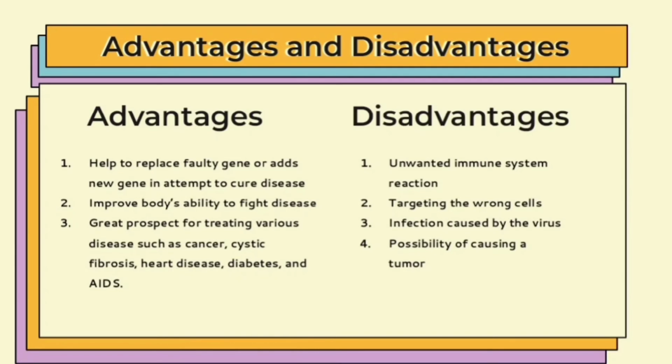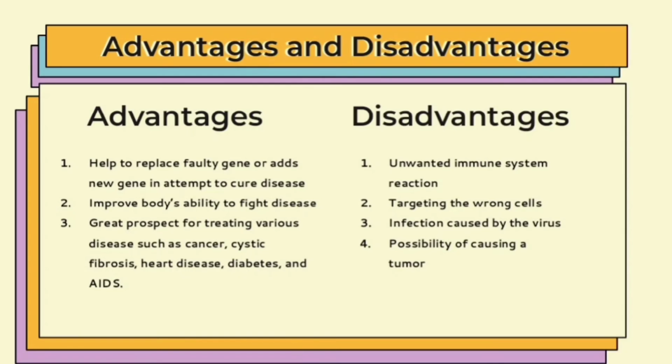However, there are some disadvantages of utilizing gene replacement therapy. One of these is the unwanted immune system reaction, because the body's immune system may see the newly introduced viruses as intruders and could attack them. This may cause inflammation, and in severe cases, it can lead to organ failure.